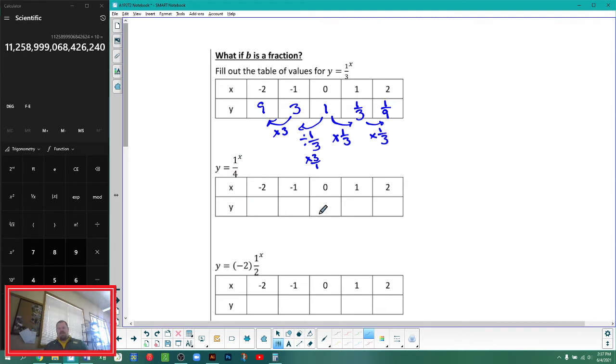In a similar way with 1/4, at 0 it's 1, at 1 it's 1/4. 1/4 times 1/4 is 1/16, but going backwards I would multiply by 4 and multiply by 4.